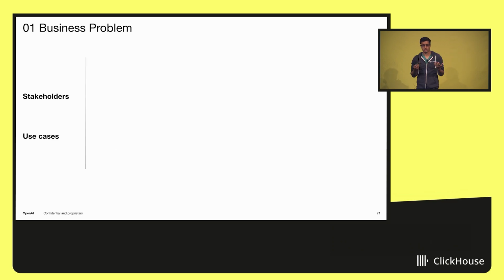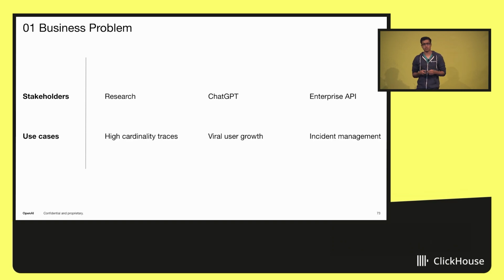So who is querying all of this data? OpenAI is a unique company where we are both a research lab as well as a product engineering org, right? We have a team of researchers who are coming up with the latest and greatest frontier models. We have ChatGPT, the consumer product that all of you are familiar with. And we also have an enterprise API that companies are using to build the future. Our researchers and all of these functions need observability to do their job, right?